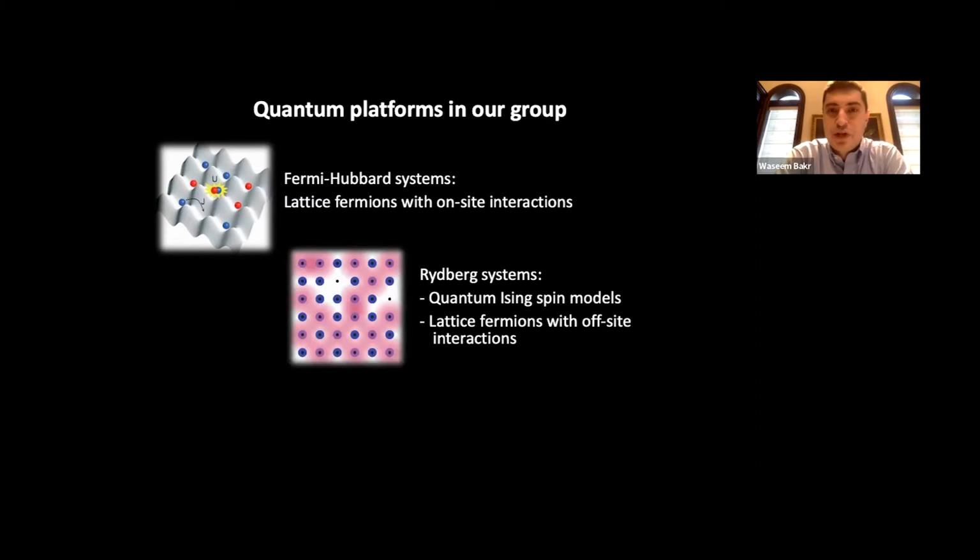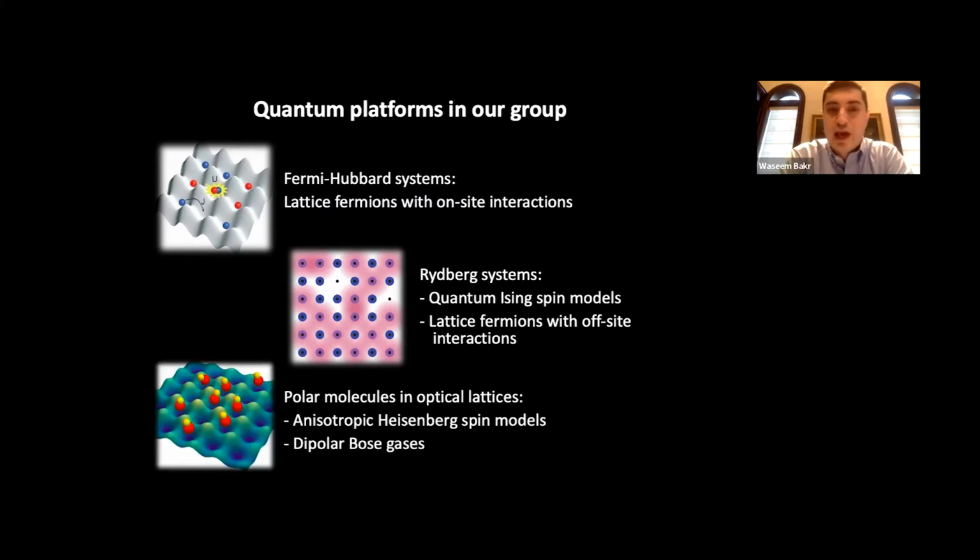Another kind of system that we also work with, and I know, for example, Luigi is interested in, is Rydberg atom systems. There you can either have the Rydberg atoms frozen on sites, and simulate things like quantum Ising spin models, or you can have them hop around and simulate lattice fermions with off-site interactions. A third system we have is polar molecules in optical lattices, where the polar molecules interact with each other through their electric dipoles and can realize things like anisotropic Heisenberg models or dipolar Bose gases.